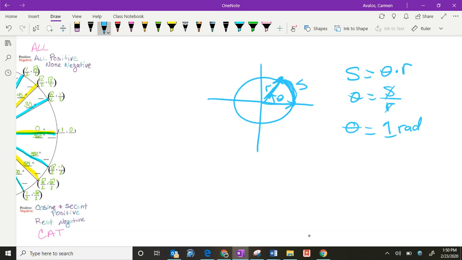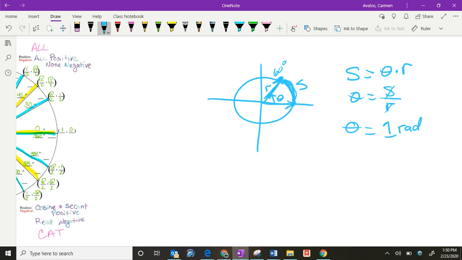So 1 radian is a little less than about 60 degrees. So in the unit circle, it's a little bit less than 60 degrees. So 1 radian is quite big when the degrees is almost at 60. So degrees are smaller units than radians are.